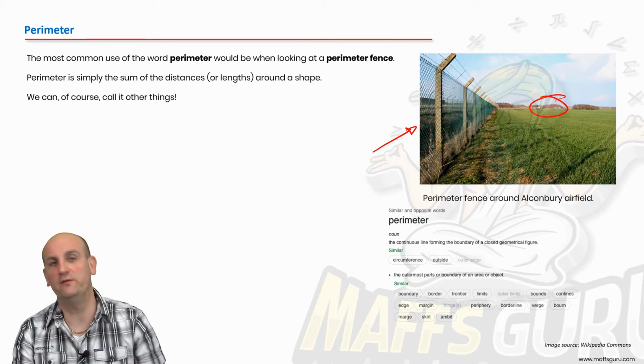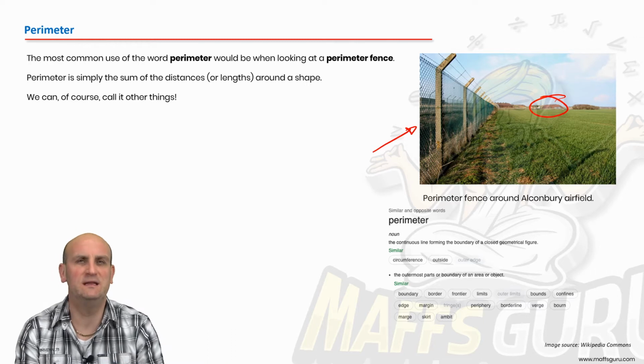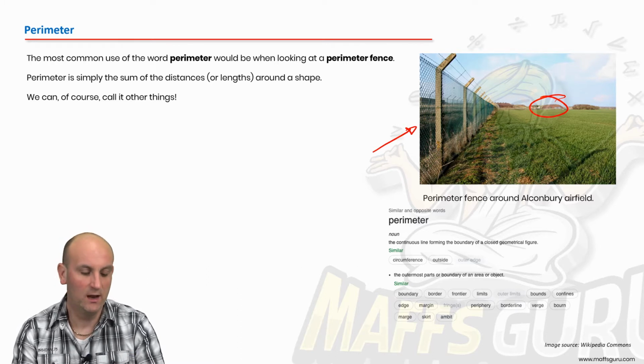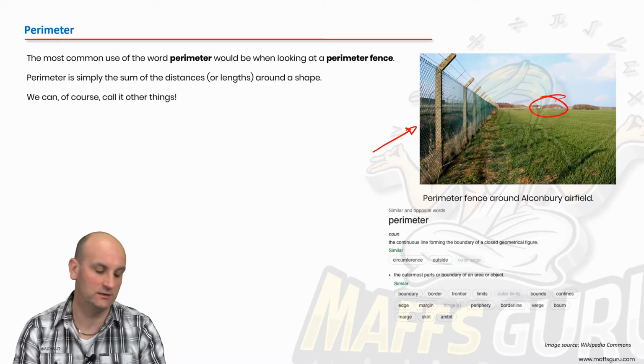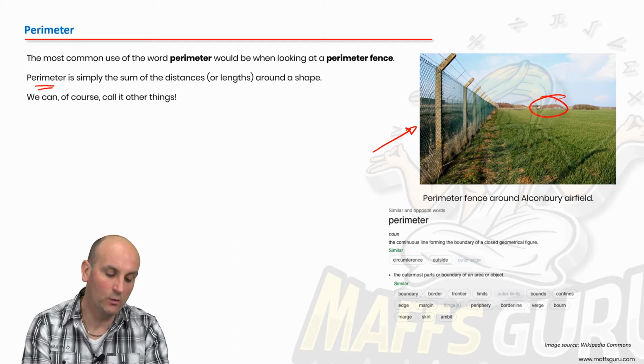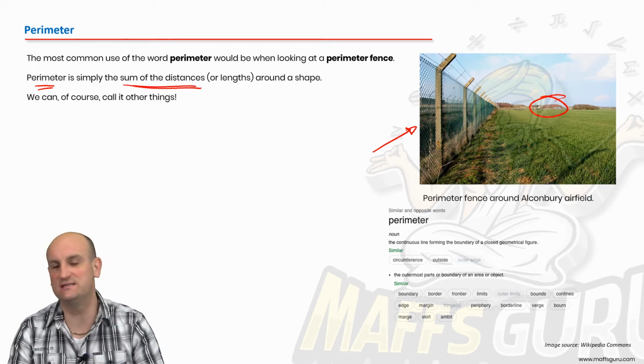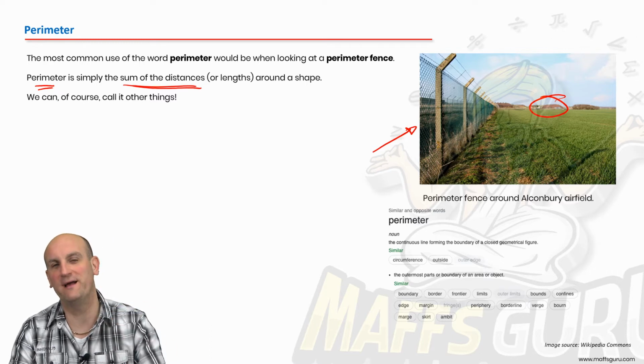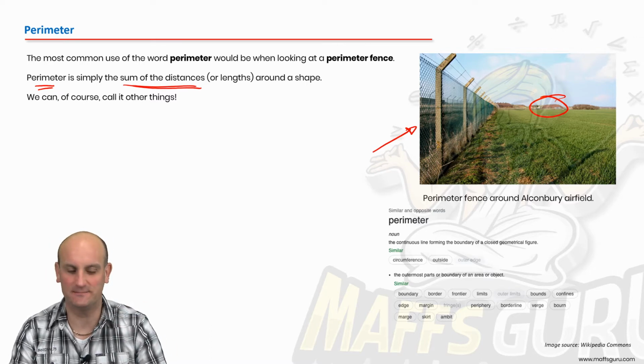But there was a perimeter fence, and when I walk around Melbourne CBD, there is a perimeter wall going around the jail that's smack bang in the middle of the CBD. That's not at all worrying, really, is it? I feel perfectly safe. But a perimeter means around the edge. So when we are looking at finding the perimeter of a shape, we quite literally sum the distances or the lengths around that shape.